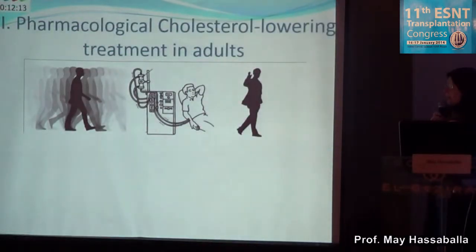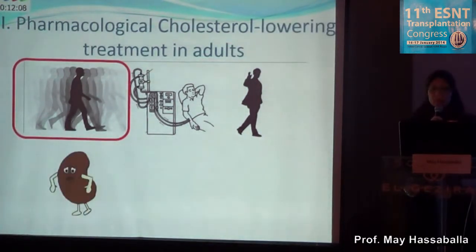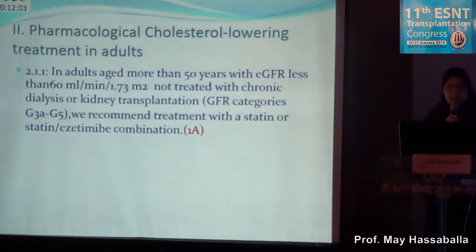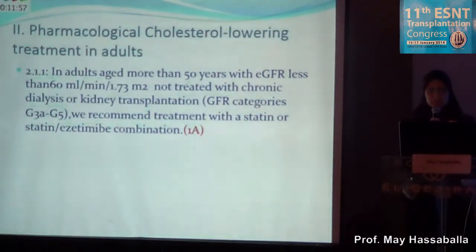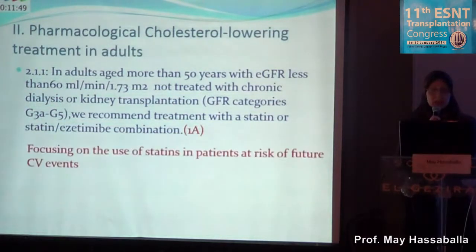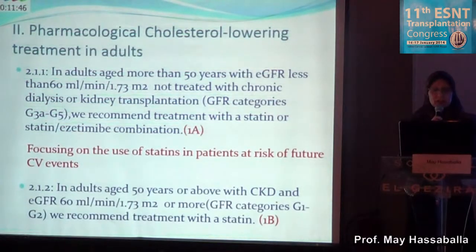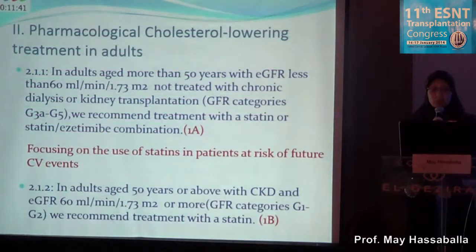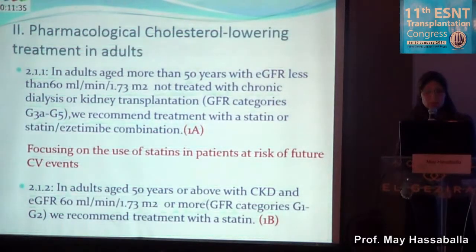Now I'm going to speak quickly about the pharmacological cholesterol-lowering treatment, and this is the second part, and we'll concentrate first on those before dialysis. And the statement says that in adults aged more than 50 years with an eGFR less than 60 milliliters per minute and not treated with chronic dialysis or kidney transplantation, we recommend treatment with statin or statin-ezetimibe combination, and this is graded as 1A. And in adults aged 50 years or above with CKD, GFR 60 milliliters per minute or more, that's to say G1 to G2, we recommend treatment with statin, but this is graded as 1B.